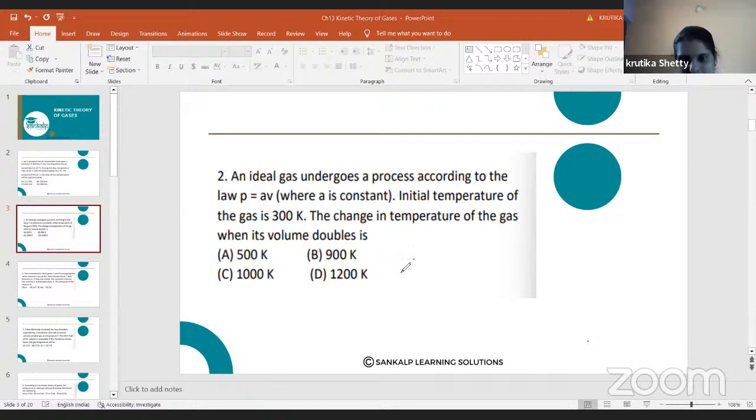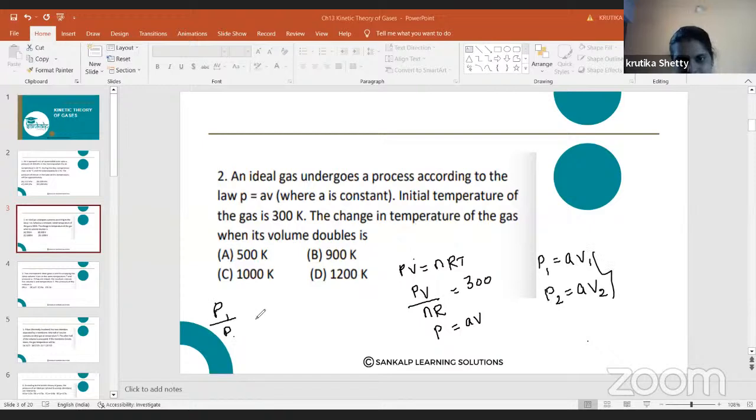Again, this is given by PV is equal to nRT. So here we have PV by nR is equal to temperature. The temperature given is 300 Kelvin. And the data they have given is P is equal to AV. So can I write it like this, that is P1 is equal to AV1 and P2 is equal to AV2. Now I'll take the ratio of these two. So P1 by P2 is equal to A cancels out because it is a constant, so it is V1 upon V2. V1 I'll take as V, and what they are telling, your V2 is doubling, that is 2V, right? Okay.